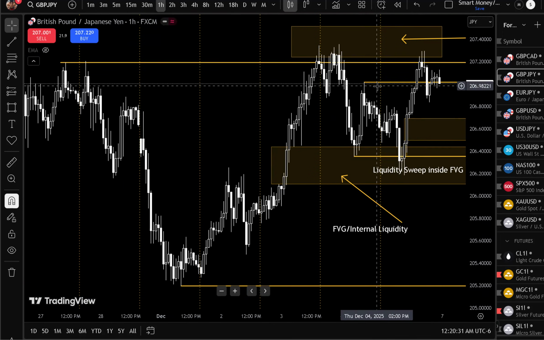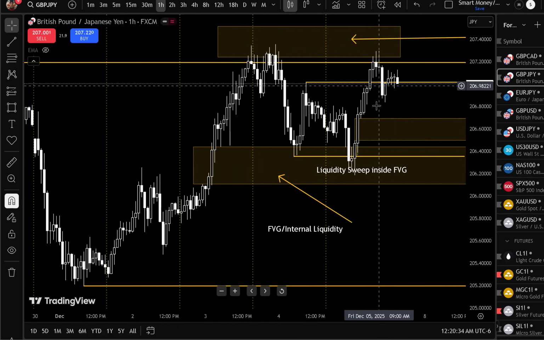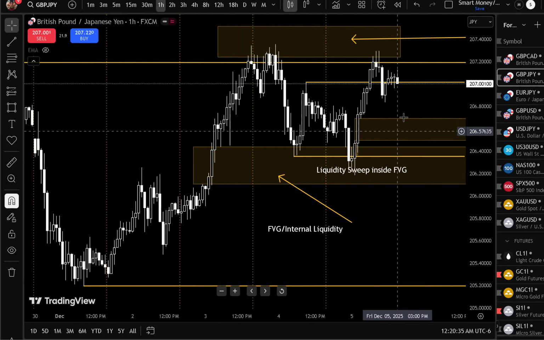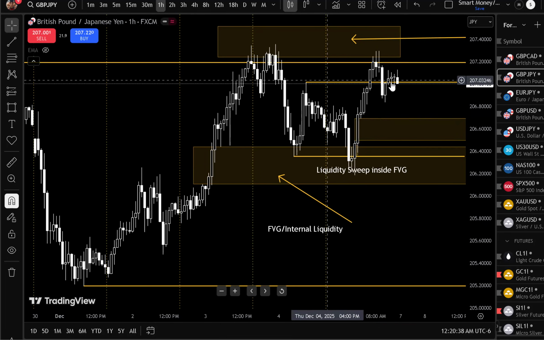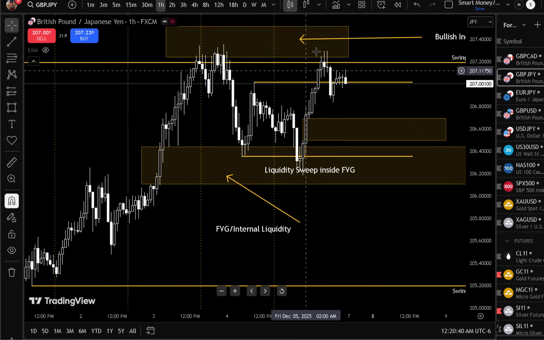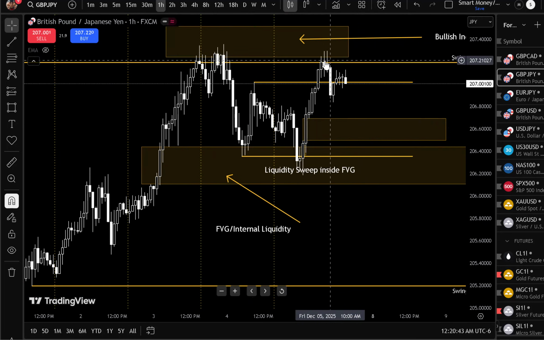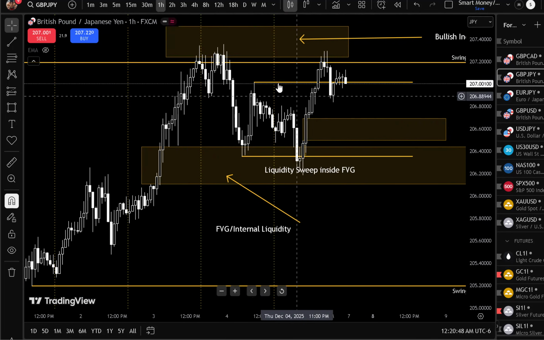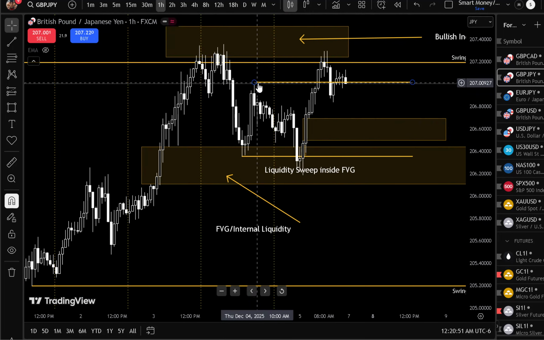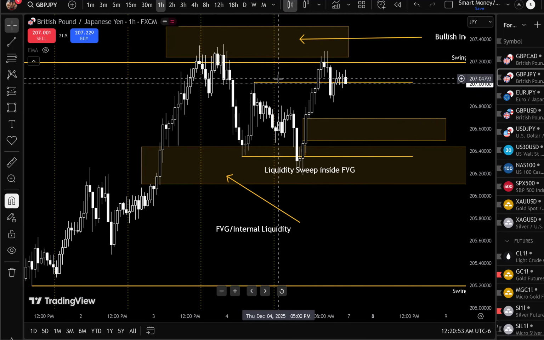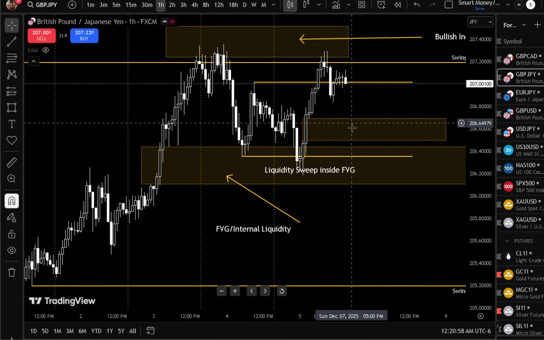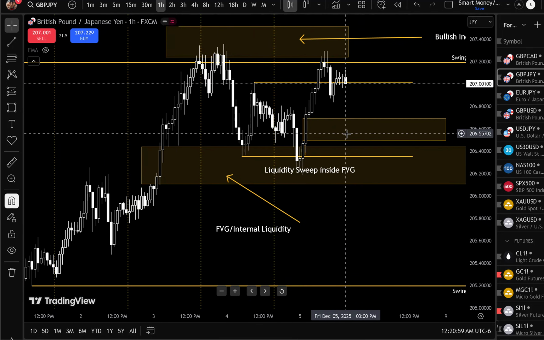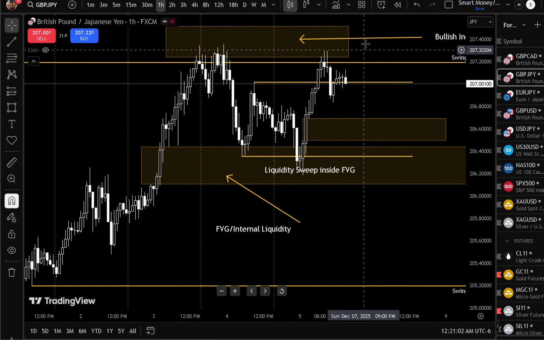All right. Now I think price is going to see. I can have this fair value gap right here marked out. I think price may come back down because now we have bullish indication here. This is GBP JPY. I think this is going to happen maybe Sunday or Monday. So you see we have bullish indication here. So I think price is going to come down into here and perhaps go back up.